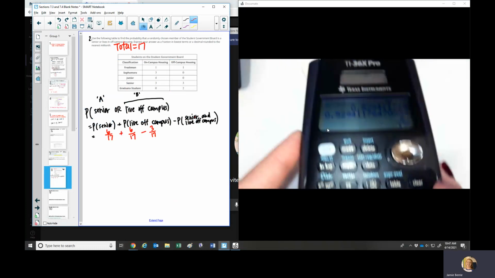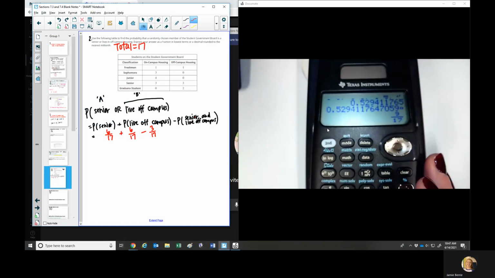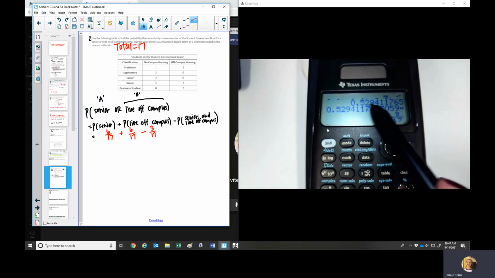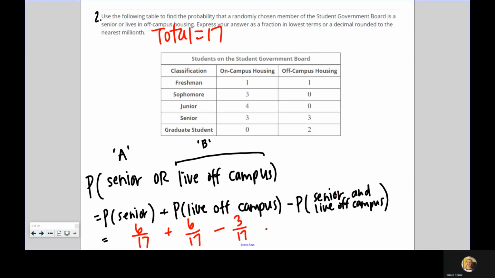Goes fraction to decimal. All right, so if you want to, you can write that as 9/17, or you can do the decimal to 6 decimal places. I'm going to do 9/17 just because it's easier to write. There we go.